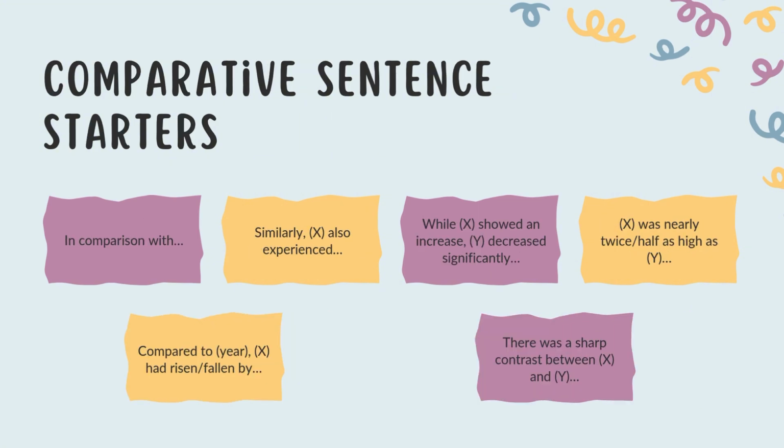And as I said before, they are also looking for comparatives. So these are some really good sentence starters to make sure that you are comparing. In comparison with, similarly, X also experienced. While X showed an increase, Y decreased significantly. X was nearly twice or half as high as Y. Compared to year, X had risen or fallen by. And there was a sharp contrast between X and Y.